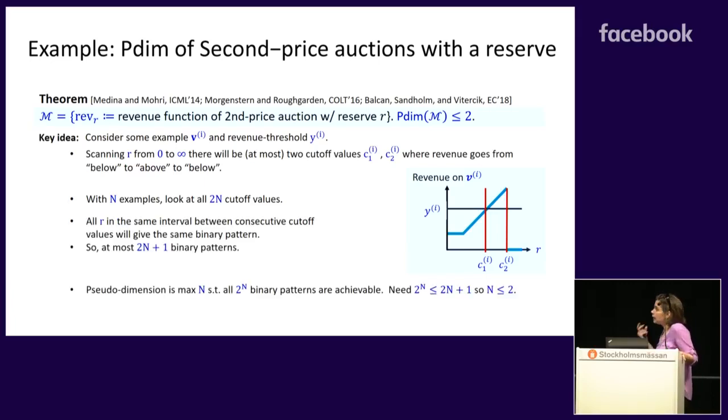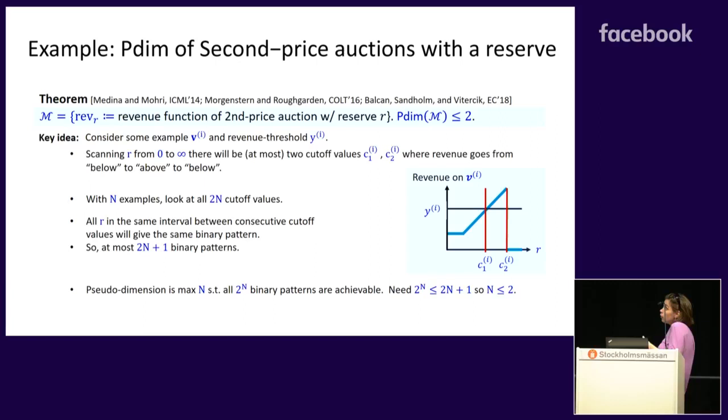And the key insight is that all reserve prices in the same interval between two consecutive cutoff values will give the same above and below pattern with respect to our n samples. So what this says is that if I give you n samples, we can achieve at most 2n plus 1 binary patterns, above and below patterns.